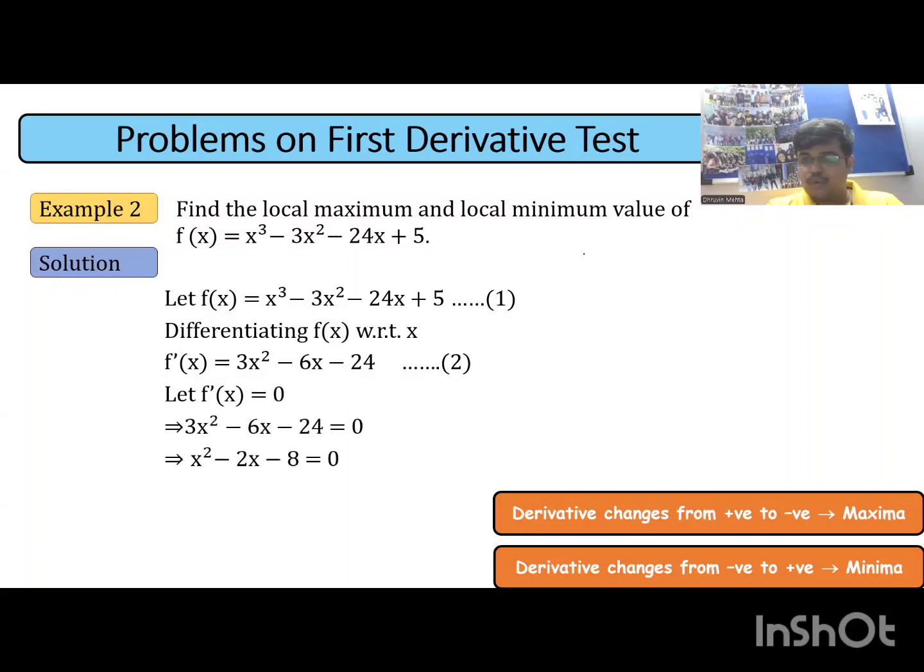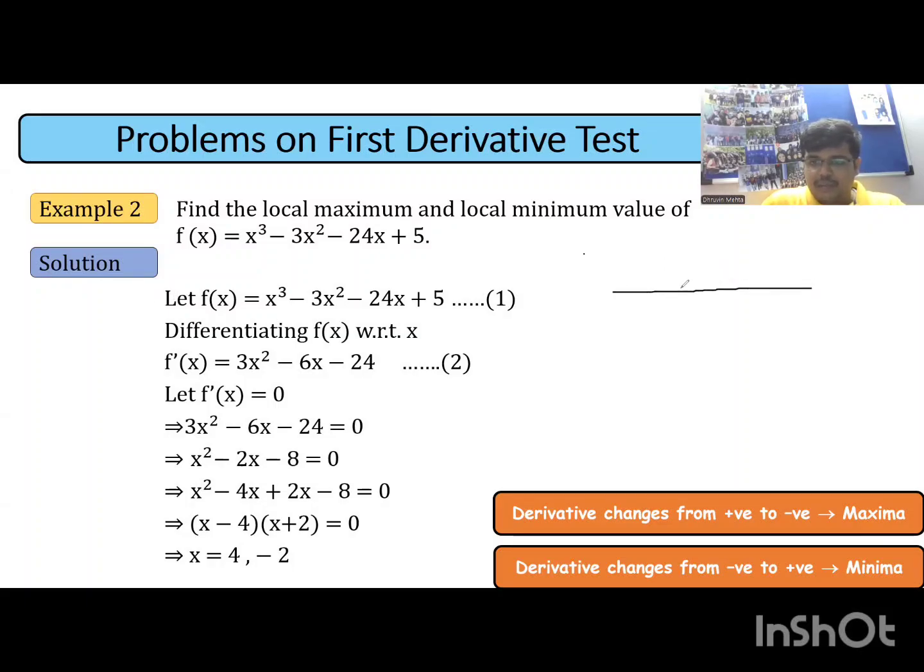Over here, when you solve this, I'm not showing this in detail. I'm sure you can manage this. You'll get the two values of x as 4 and minus 2. Once you get the values of x, students, now comes the main part. You have to understand one of the points is going to be maxima, other is going to be minima. How to figure that out? For that, I'll make a rough number line. On this rough number line, I'm taking these two numbers, minus 2 and 4.